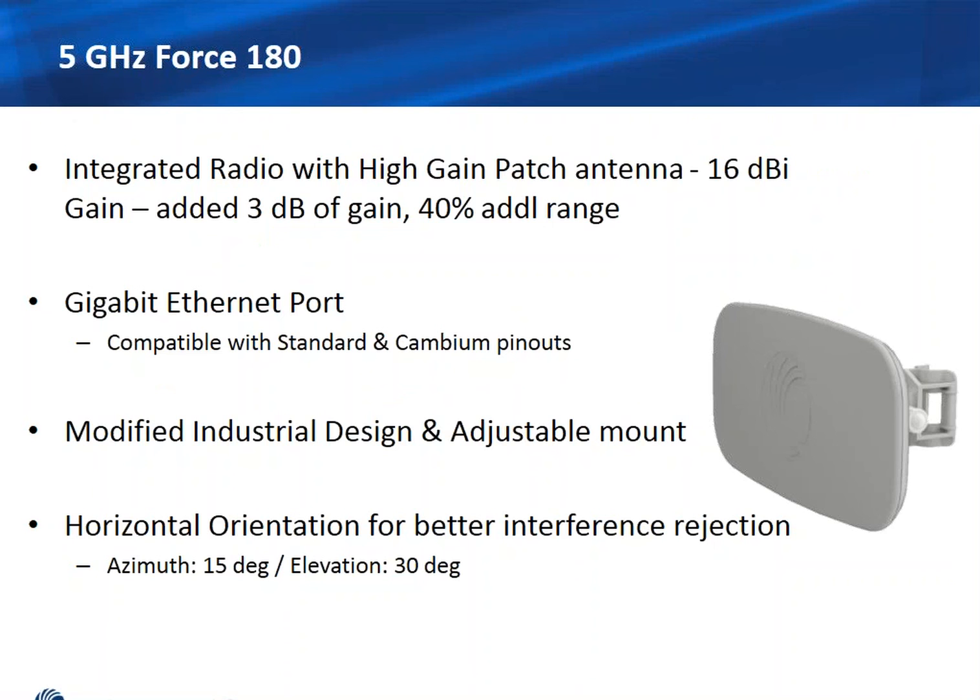So last fall we introduced at 5 gigahertz the Force 180 product, which is an updated version of our integrated patch antenna radio. It's got a 16 dBi gain antenna, which was an increase of 3 dB of gain, which gets you an additional 40% range. This product, like the Force 200, has a gigabit Ethernet port, and everything I said about the Force 200's gigabit Ethernet port with its support of both standard and Cambium pinouts is true on this radio as well.